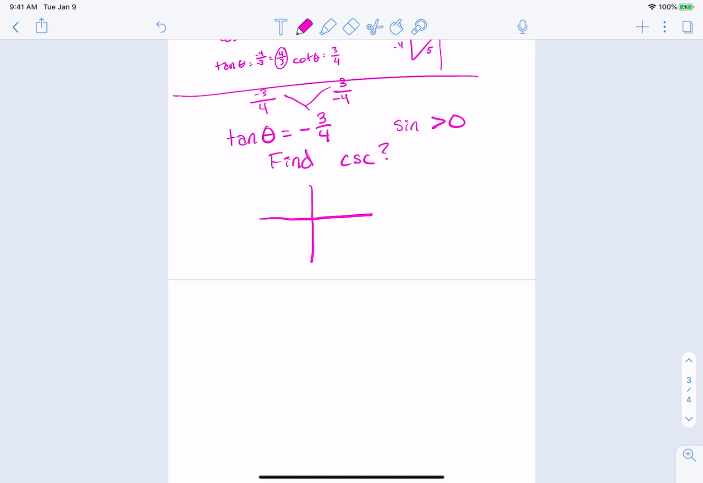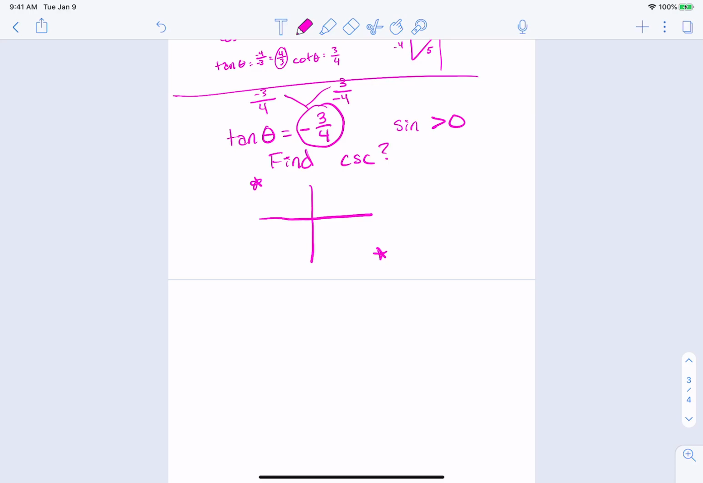What 2 quadrants is tangent negative in? Tangent is sine over cosine. In the first quadrant, sine and cosine are both positive, and in the third quadrant, they are both negative. So positive over positive and negative over negative make positive. So it would be quadrants 2 and 4. We're looking at either this quadrant or this quadrant.